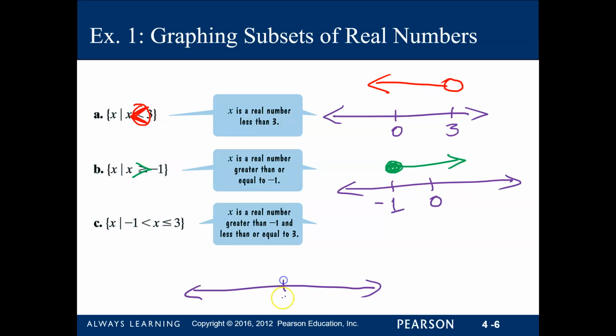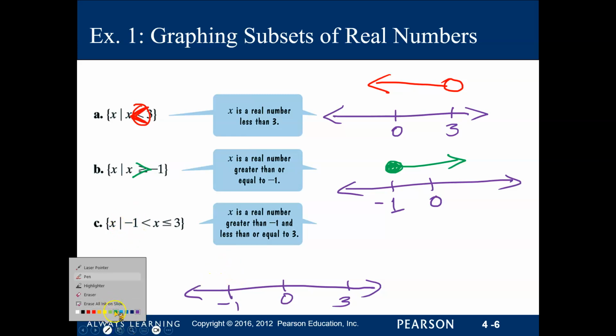So we have 0, this is 3, this is -1. It says here that -1 is less than x. So -1 is less than x, so you will have a hollow dot on -1. 3 is going to be a solid dot because of that equal to symbol. So there will be a solid dot on 3.